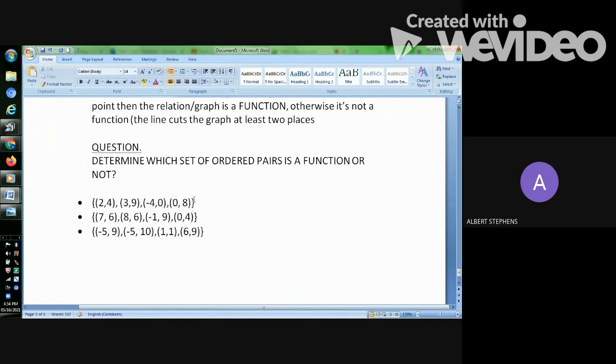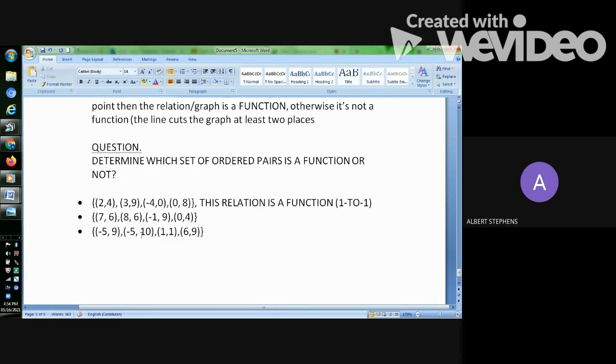If you're asked to draw this as a mapping diagram, you'll get a what? A one-to-one. So this relation is a function. And if you put it on a mapping diagram, you'll get a one-to-one mapping diagram.